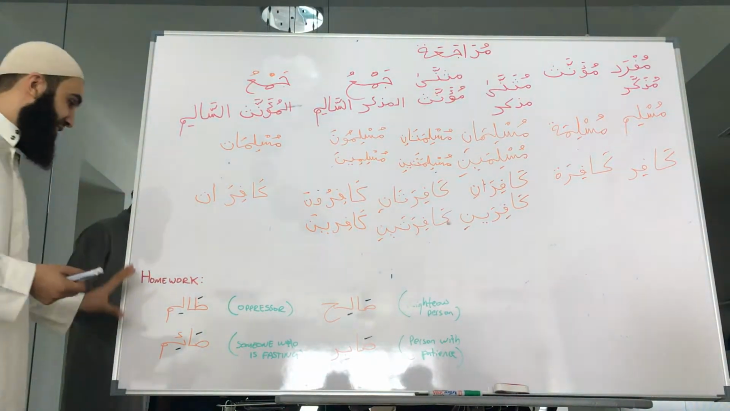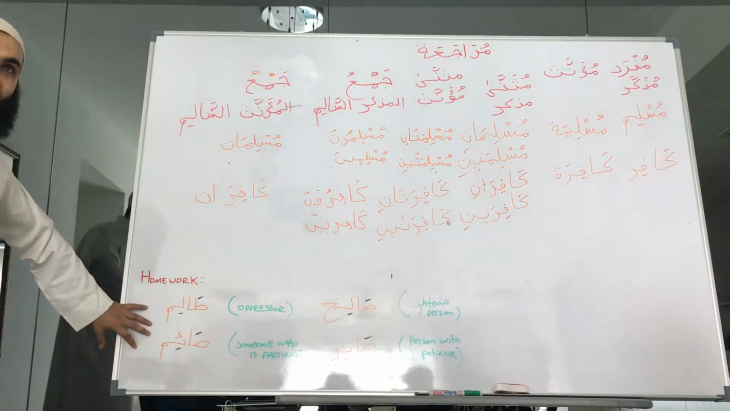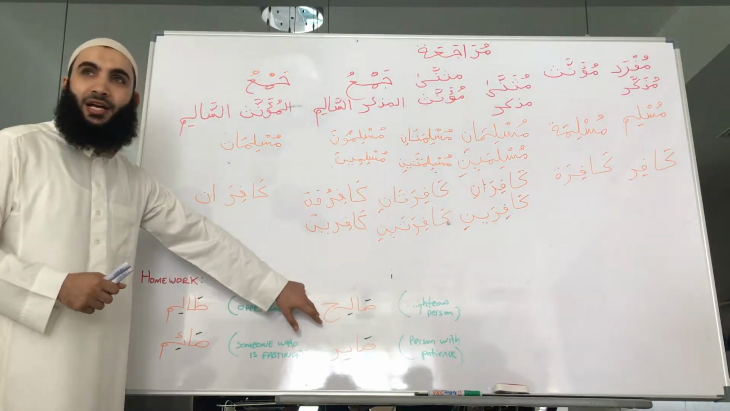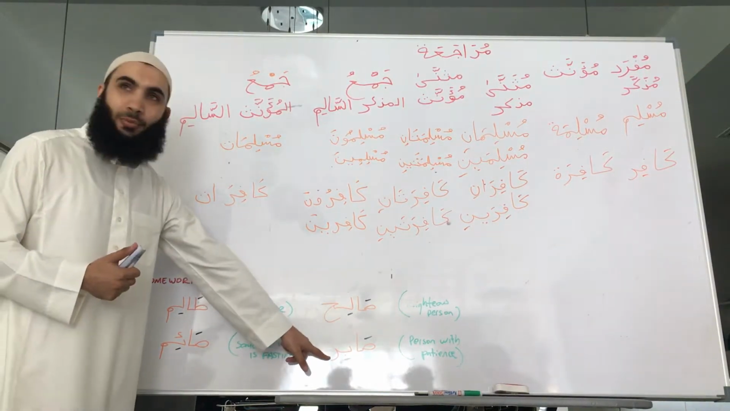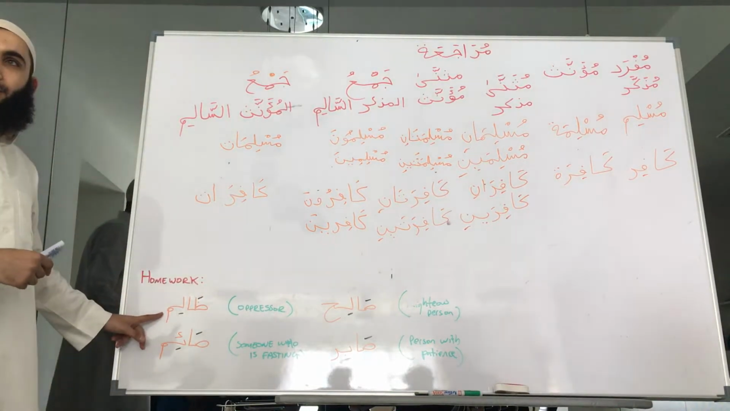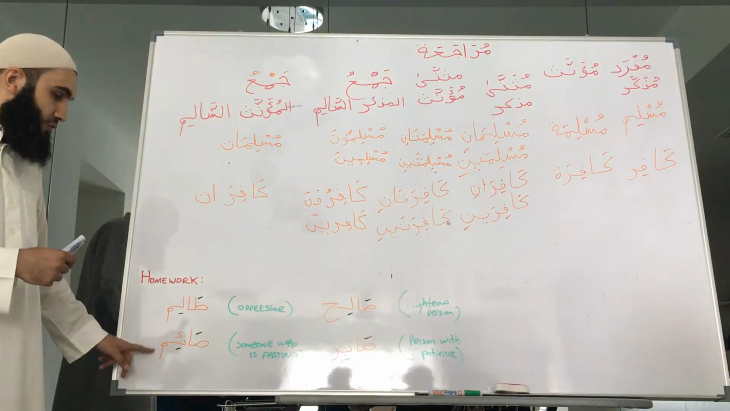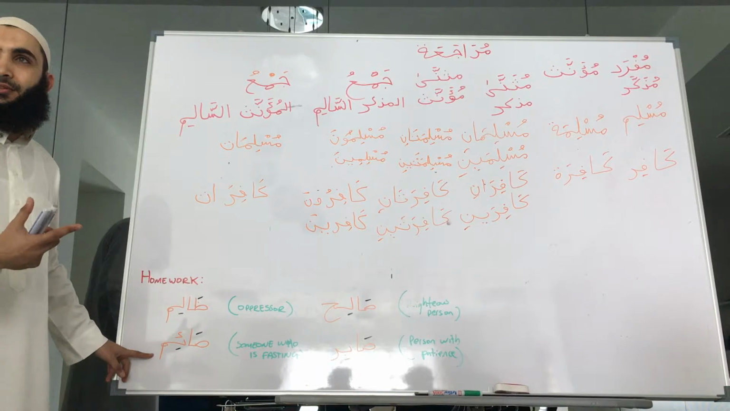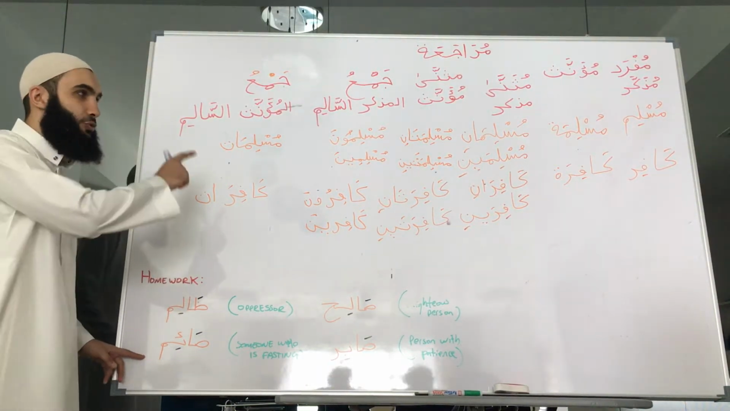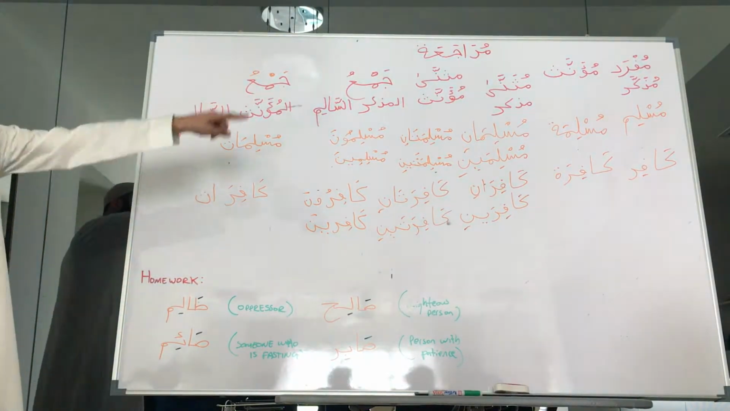Right. So these examples I gave the brothers for homework. For example, Salih means a righteous person. Sabir means someone that has sabr. Zalim, someone who is an oppressor. Sa'im, someone who is fasting. I want whoever was not here last class to write this down and do it for homework. So you just follow the same rule.